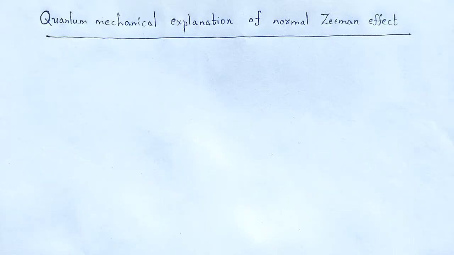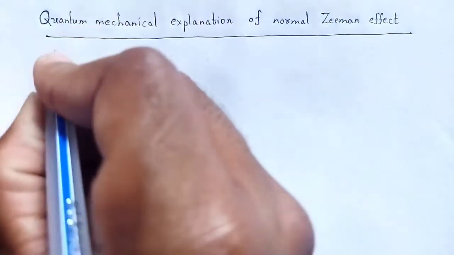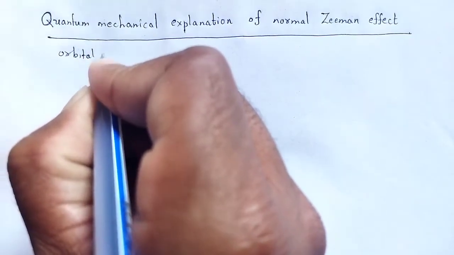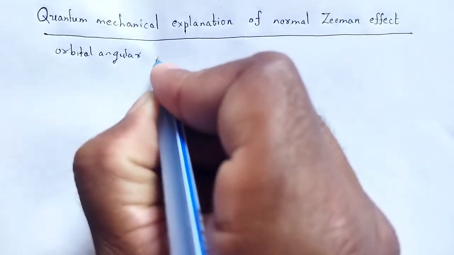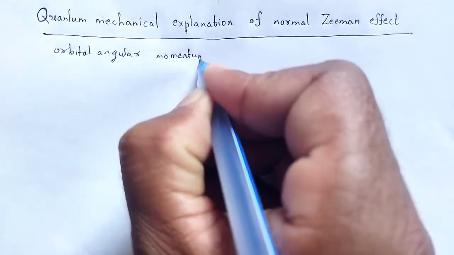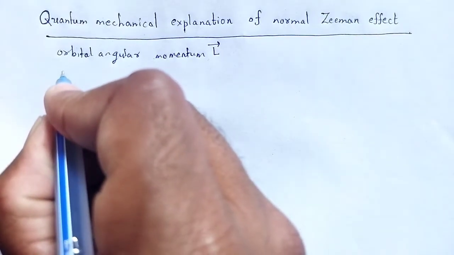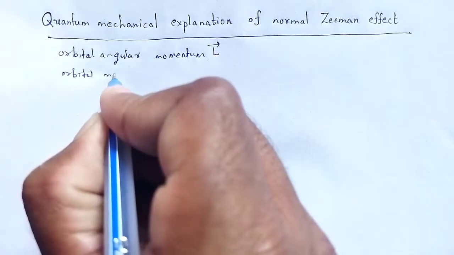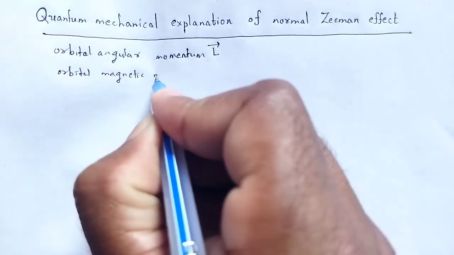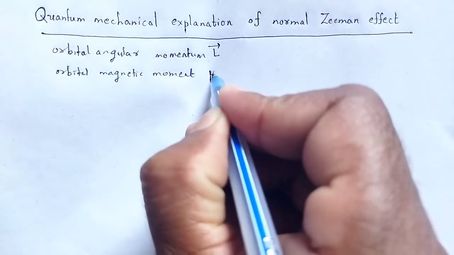According to quantum theory, a polyelectronic atom, meaning an atom with more than one electron, possesses an orbital angular momentum, the L vector, and an orbital magnetic moment, the mu L vector.